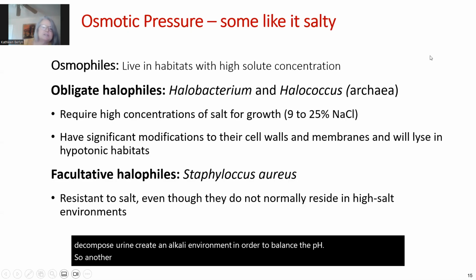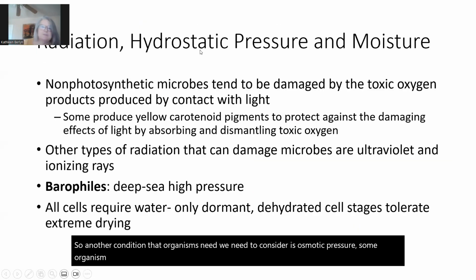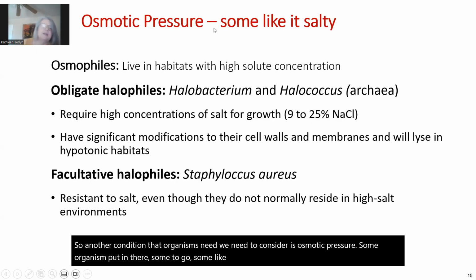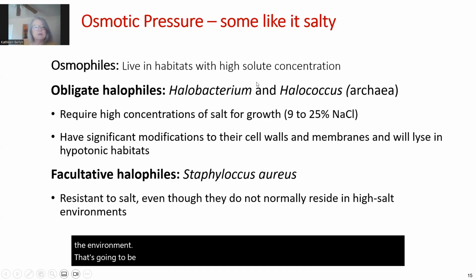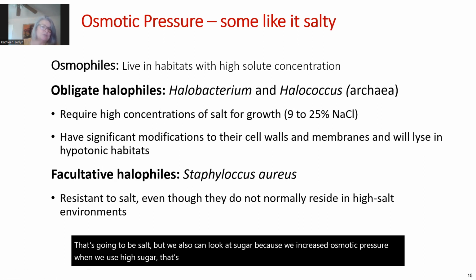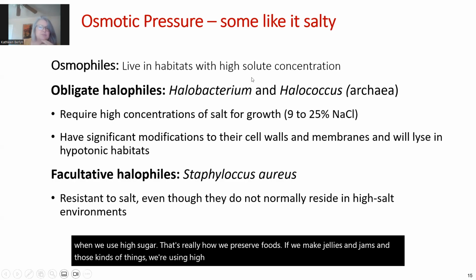Another condition that we need to consider is osmotic pressure. Some like it salty, and this can be salty or sugary. So it's just having a high solute concentration. Osmophiles live in habitats with high solute. Generally in the environment, that's going to be salt. But we also can look at sugar, because we increase osmotic pressure when we use high sugar. That's really how we preserve foods if we make jellies and jams and those kinds of things, where we're using high sugar to preserve food.